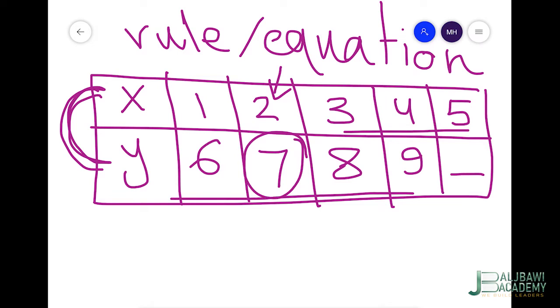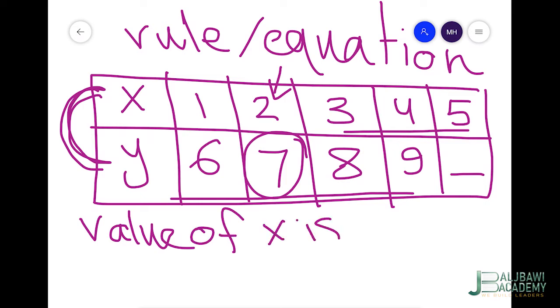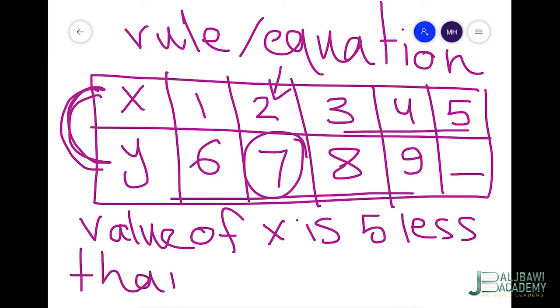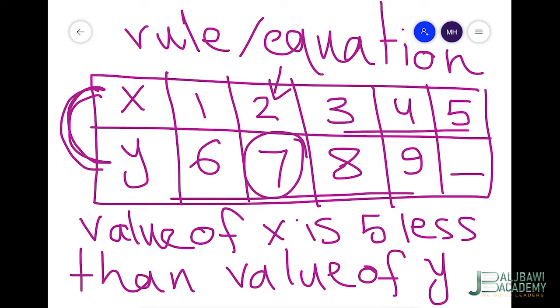But if I compare all the values of x to the values of y, I find the difference between them is 5. So I can say that values of y are greater than values of x by 5, or the value of x is 5 less than the value of y. By this rule, I have related the values of x and the values of y.